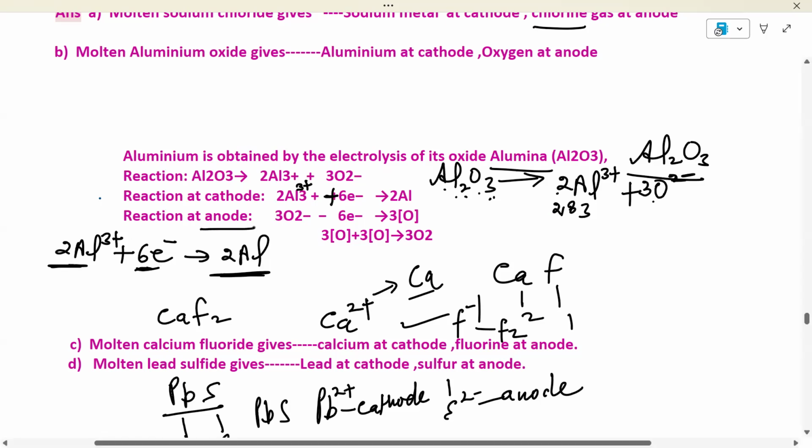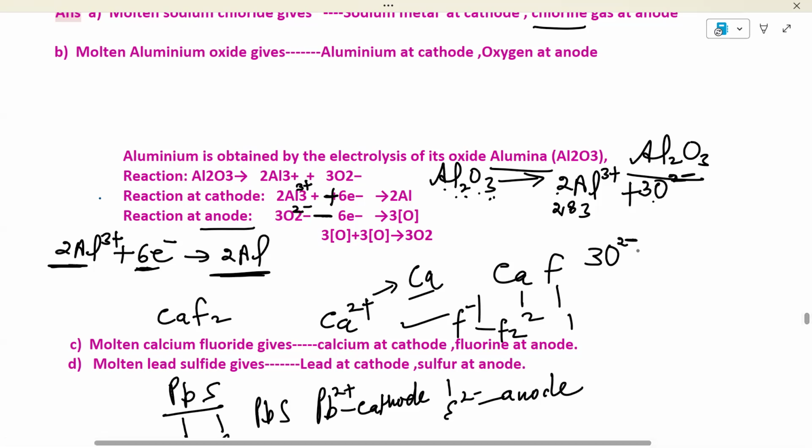Next is reaction at anode, right? See, oxygen, it would be O2 minus, right? Because oxygen is negatively charged. So it is an oxide, right? O2 minus. It has negative 2 charge, right? It is an oxide. But we have 3 atoms of oxygen here, right? So it should be 3 here. 3 moles of oxygen would be here.